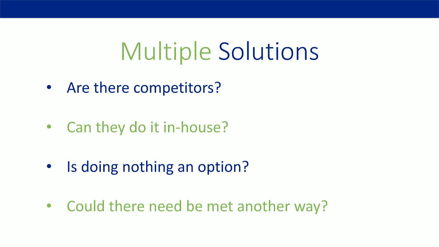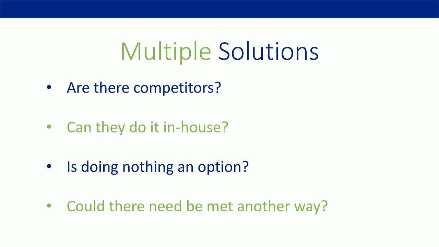Next, the multiple solutions. It's pretty straightforward. Figure out who the competitors are. Ask the questions. What other solutions have you considered? Don't say, who are my competitors? What other solutions have you considered? Is it possible that you'll do it in-house? Are there other companies you might buy this from? Is there another way that you could meet this need? Or is doing nothing an option?